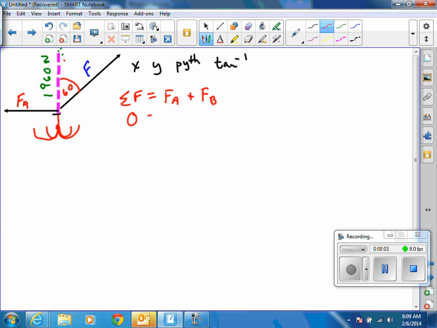Everybody with me there? So let's find out what chord A is by figuring out what chord B is. Now what I'm going to do here is I want you to look at this blue force right here on this black line. And notice how much is that blue force having to pull up with?